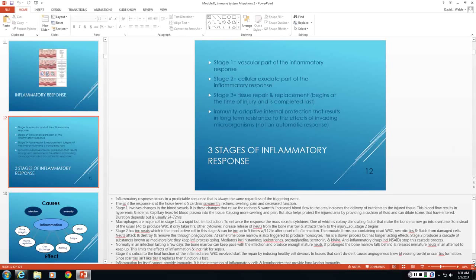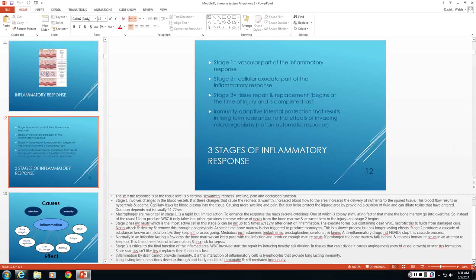So next we move on to stage 3, which is basically tissue repair and replacement, and this begins at the time of injury and is completed lastly. Now stage 3 is critical to the final function of the inflamed area. White blood cells involved start to repair by inducing healthy cell division. In tissues that can divide, it causes angiogenesis, which is new blood vessel growth, or scar tissue formation. Now since scar tissue isn't like the tissue it replaces, function is lost in that area.